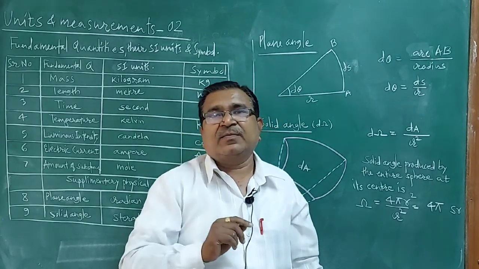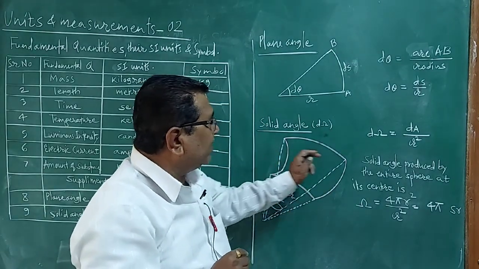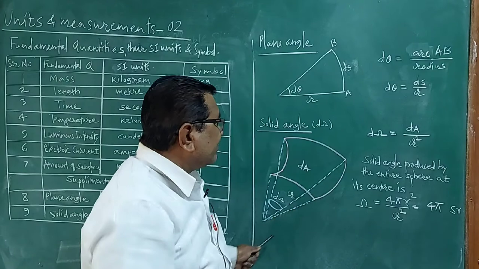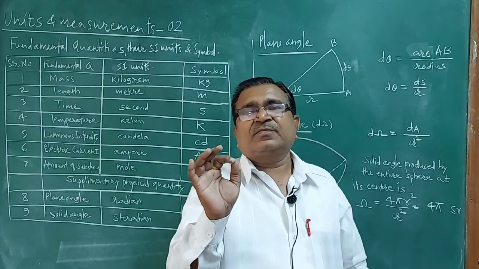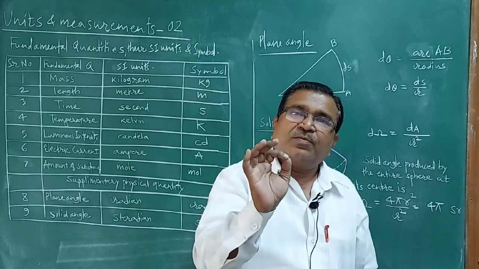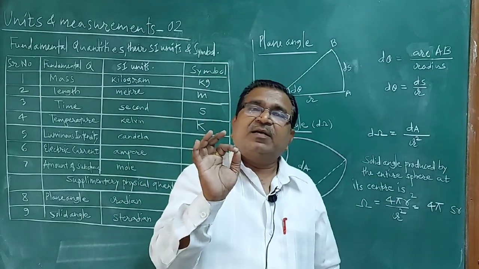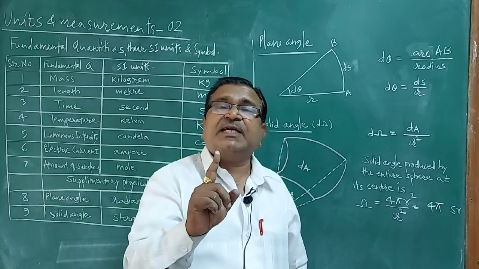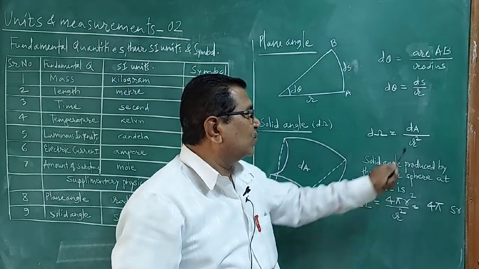Solid angle d omega. And the formula of the solid angle d omega is nothing but the surface area of the element, which I have denoted by dA, upon radius square, that is dA upon r square. So d omega is the solid angle made at the center of the sphere by the element having surface area dA, which is d omega equal to dA upon r square.